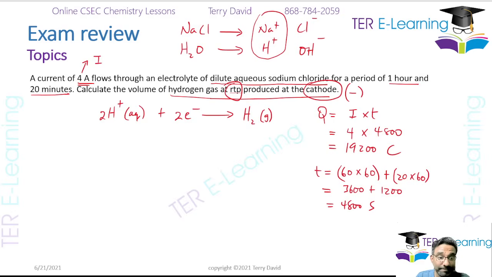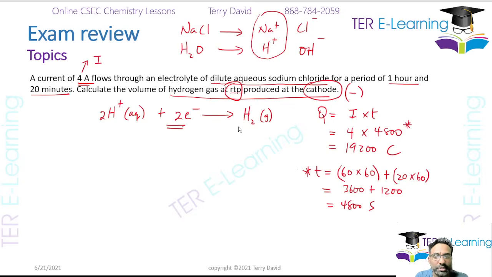Right, so be careful with those kinds of things, especially when they have minutes and hours in the same question. So what I did first, I worked out the time and then used that time here in my formula, right? So we know the amount of charge that flowed. Next thing we need to do, look at the equation.